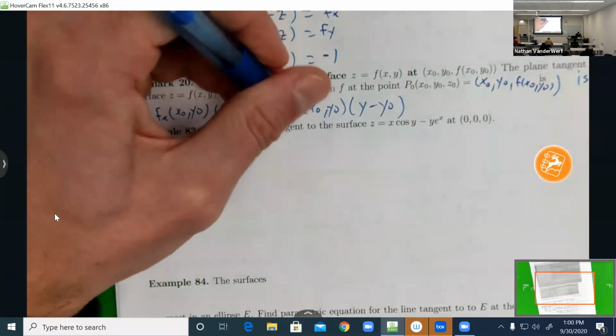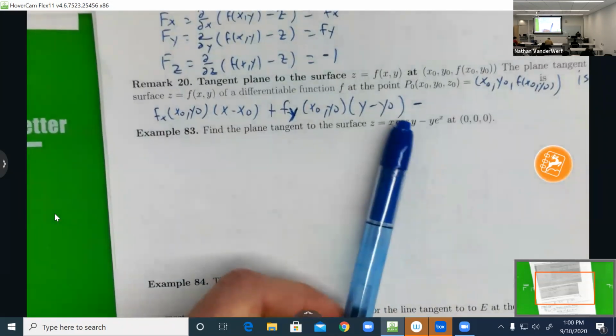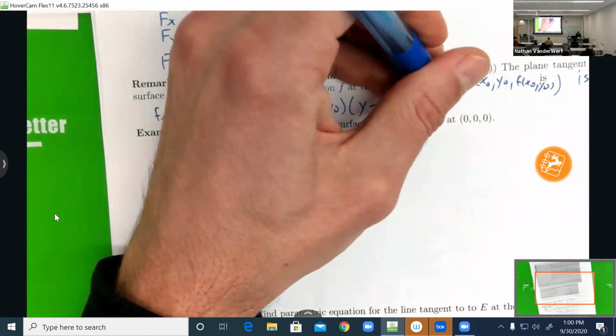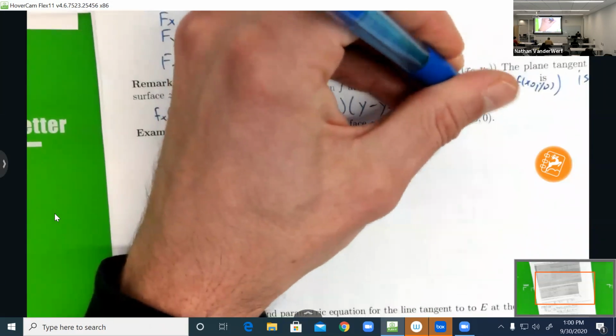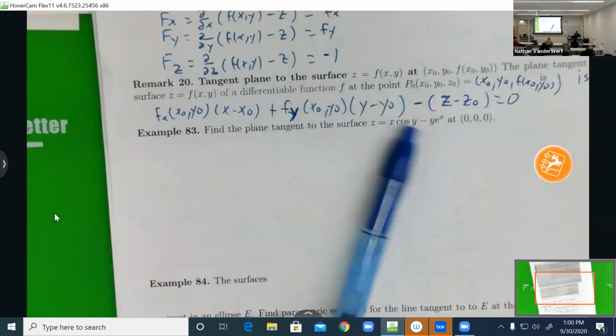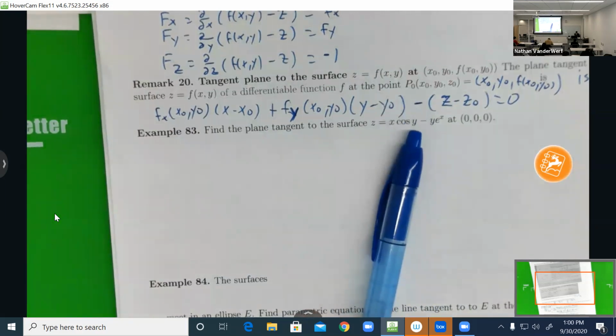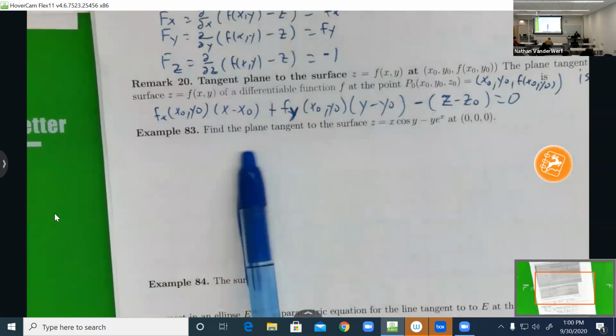See a y here. But then we said that this fz is going to be minus 1, so minus z minus z0 equals 0. So the only difference here is this slight term that we have, like one less term to compute. That's just going to be minus 1.